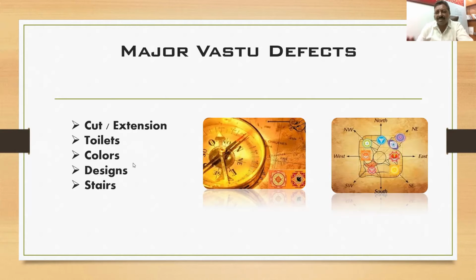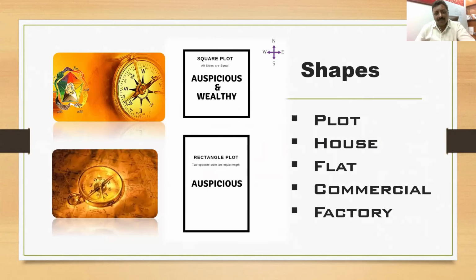Stairs are also one such thing which I have seen recently. Most of the places you have stairs in the northeast area, north area, and in the Brahmasthan also you have stairs most of the times. So stairs will also play a major role. Primarily, we'll just see square or rectangular plots.